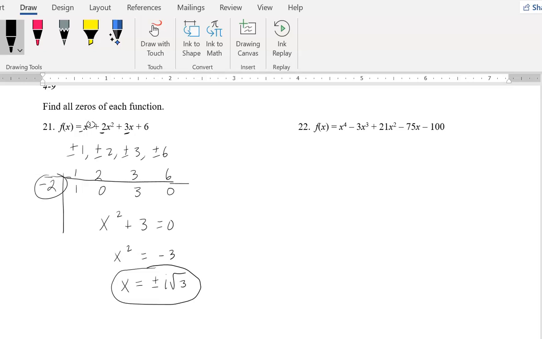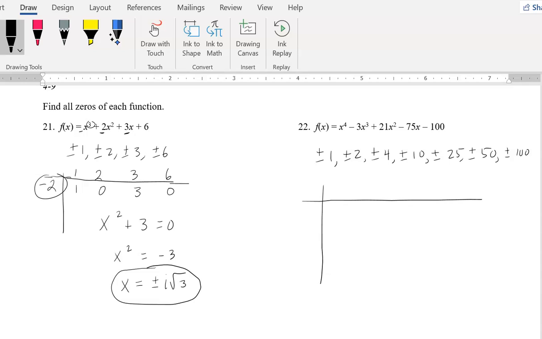Okay, so let's try this one. Again, if we use the rational root theorem, we'll come up with all the possible rational roots. So just think about all the factors of -100: plus or minus 1, 2, 4, 10, 25, 50, 100. Wow, a lot of choices. So let's go through our synthetic division and we'll see if we can figure out which one actually works.